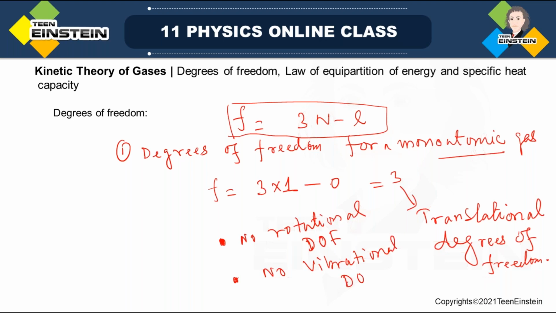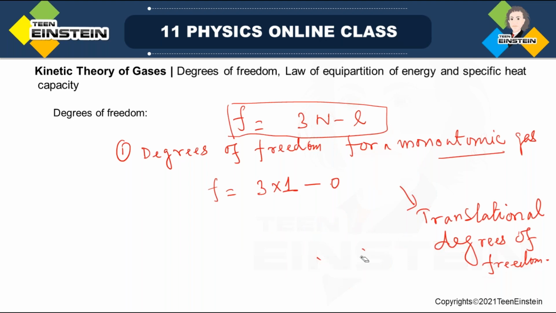Vibrational degrees of freedom. Okay, all right. So these are the things. Now if we want to calculate the degrees of freedom for a diatomic gas, you can see for a monatomic gas the degrees of freedom is 3, from the motion of the gas in space. Now we'll see for a diatomic gas how many degrees of freedom there are.